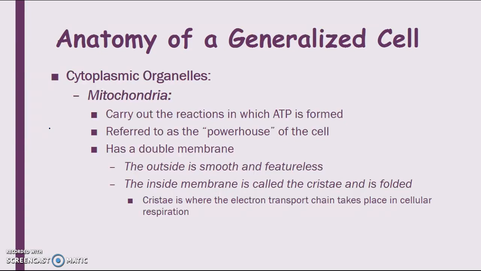It's got a double membrane. The inside one is kind of the most important one because it's all folded up. It's called cristae. This is where the electron transport chain takes place, and that's where you make a majority of your ATP.